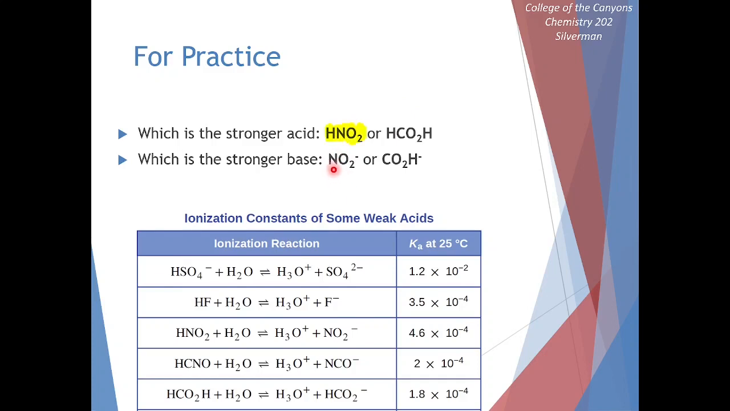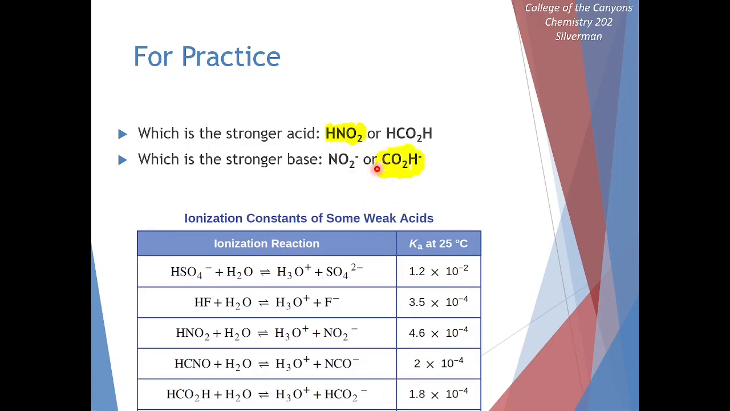For our base question, we can think about NO2 minus or CO2H minus. A few ways we could think about this. We could try to numerically calculate Kb's and compare those Kb's, or we can just think about the trends. NO2 minus is the conjugate base of HNO2. CO2H minus is the conjugate base of HCO2H. If this acid is stronger than this acid, its conjugate base will be weaker than the other conjugate base.